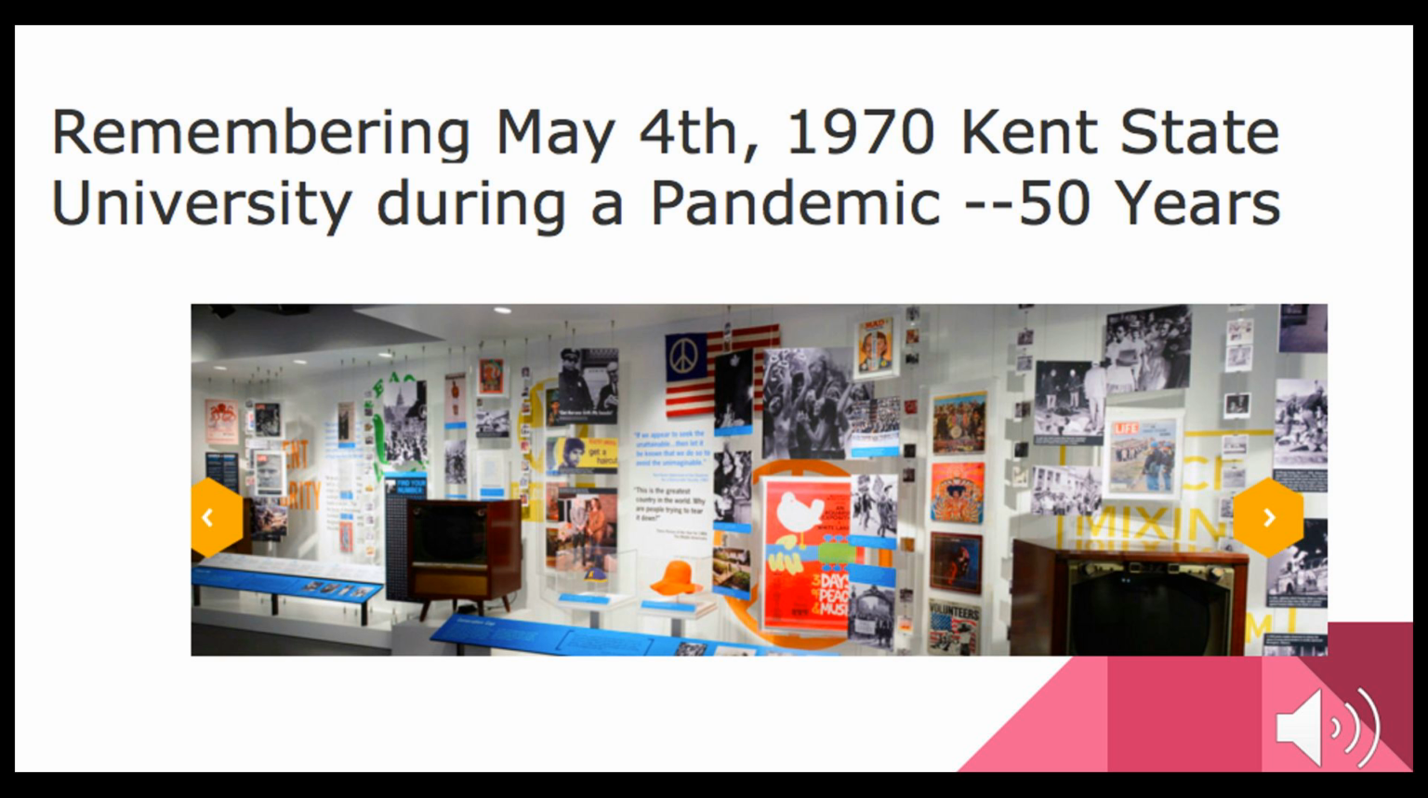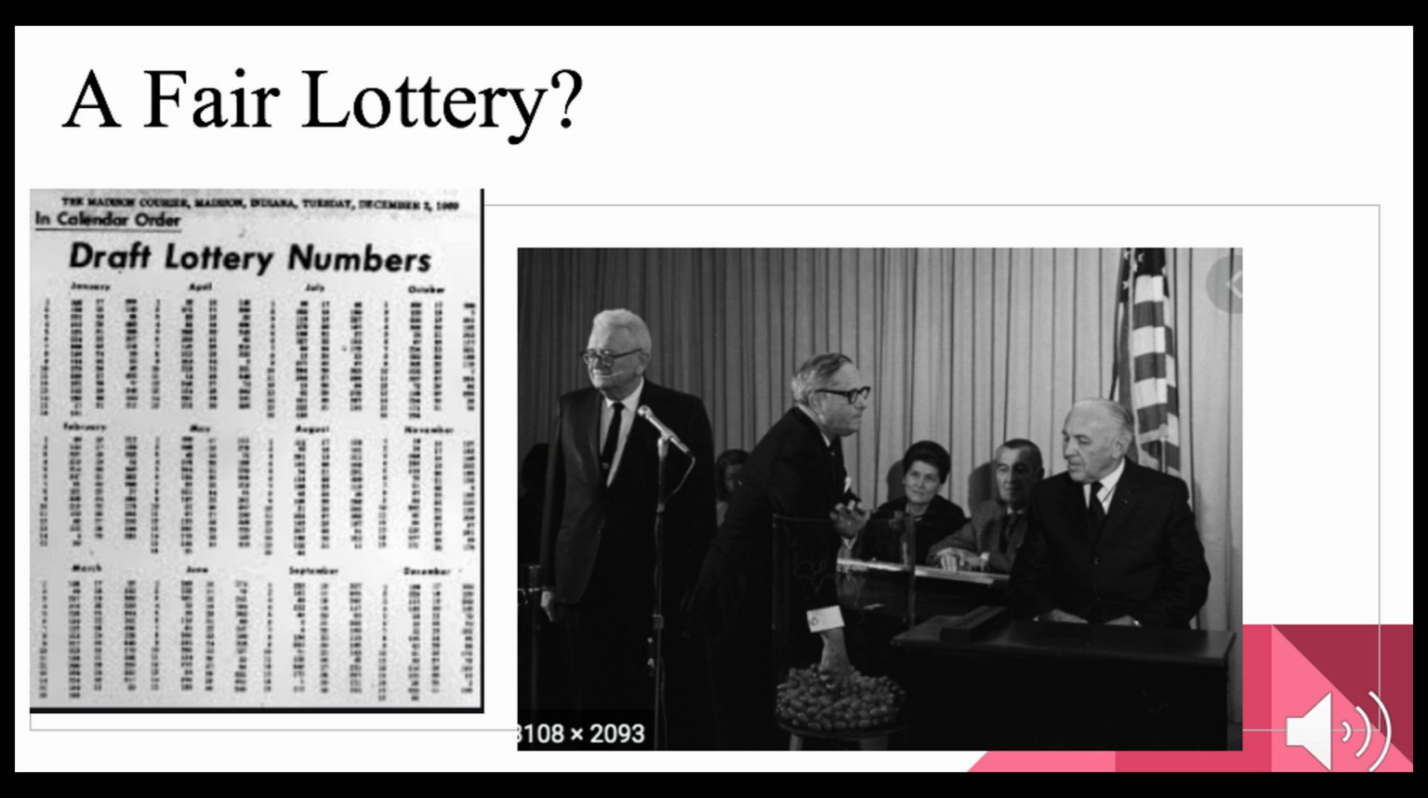In the May 4th Museum at Kent State, there is a timeline of events. At one point, December 1969 included a chart of dates and the order of the draft lottery, in part the cause of students' protests at Kent State. This was the lottery that determined the order in which young men would go to Vietnam. By choosing lightweight balls with numbers on them, the order of the numbers pulled represented the order of the draft lottery.